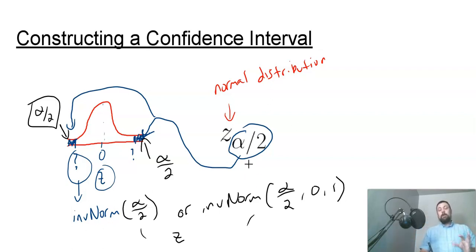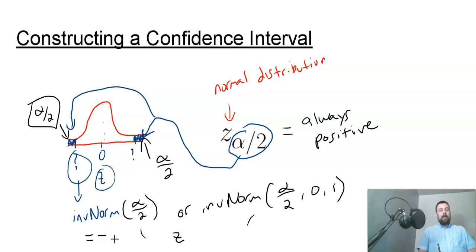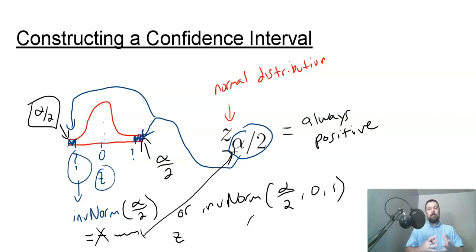So the subscript is just indicating what the area is to the left of that number. Now, the z-score here should be positive, right? The critical value is always positive. So you have to be careful because when you do this one, it's on the left tail, so inverse norm is actually going to come out negative. You'll get negative some number here. You drop the negative sign for the critical value. You just take the number, ignore the negative sign.